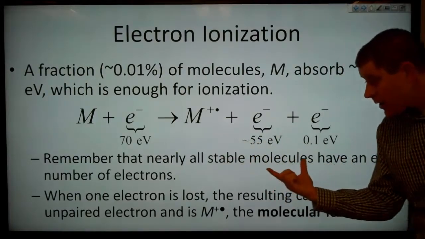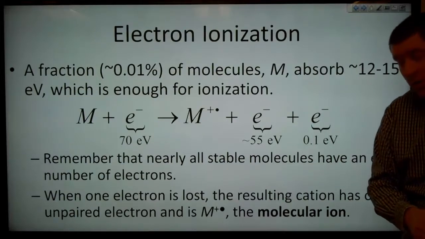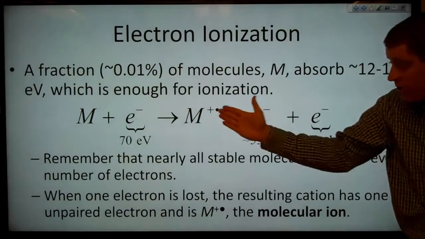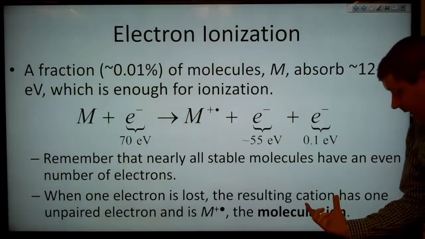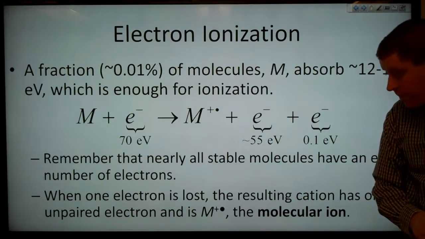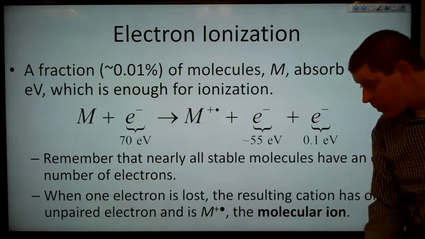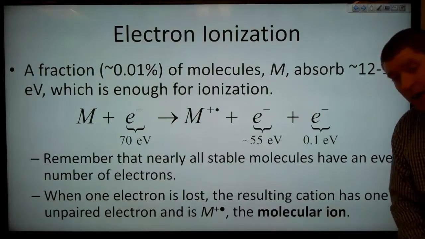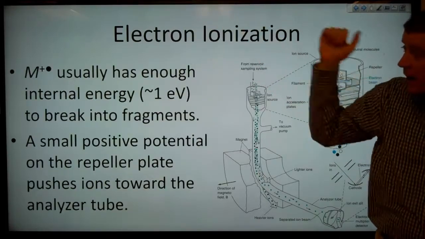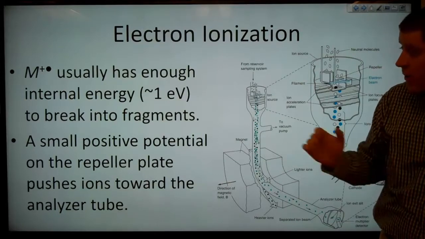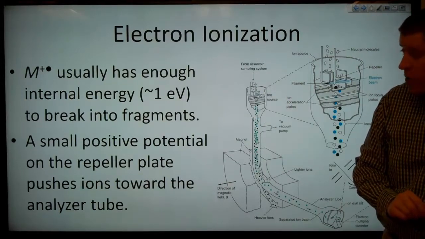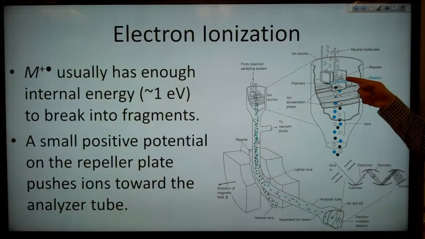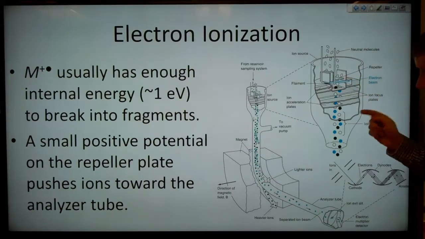So remember that nearly all stable molecules have an even number of electrons, and that means that one electron is lost from our neutral molecule to form our ion. That resulting cation has one unpaired electron, and we denote that with a dot to indicate that it's a radical, and this is the molecular ion. Our molecular ion usually has enough internal energy, around 1 electron volt or so, to break into fragments. And then a small positive potential on our repeller plate, which is up here, pushes the ions towards the analyzer tube.